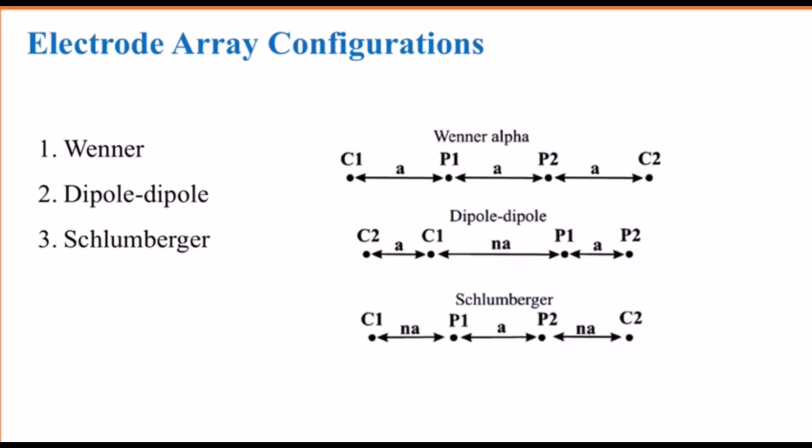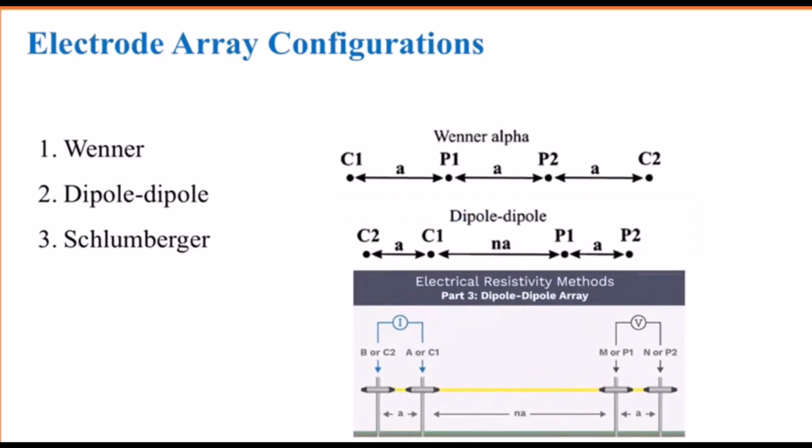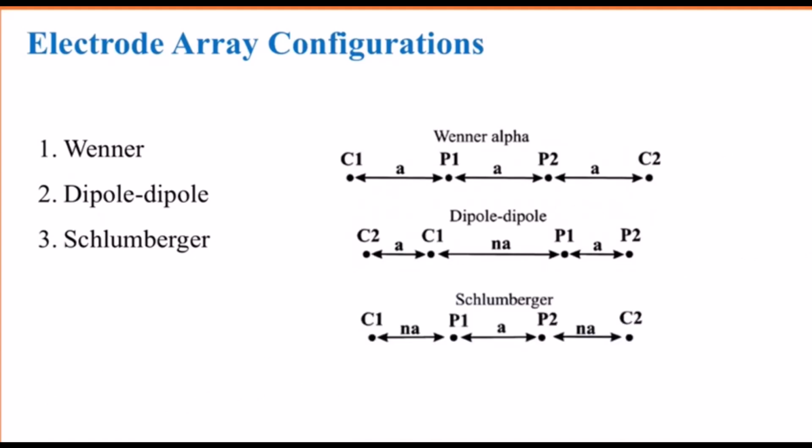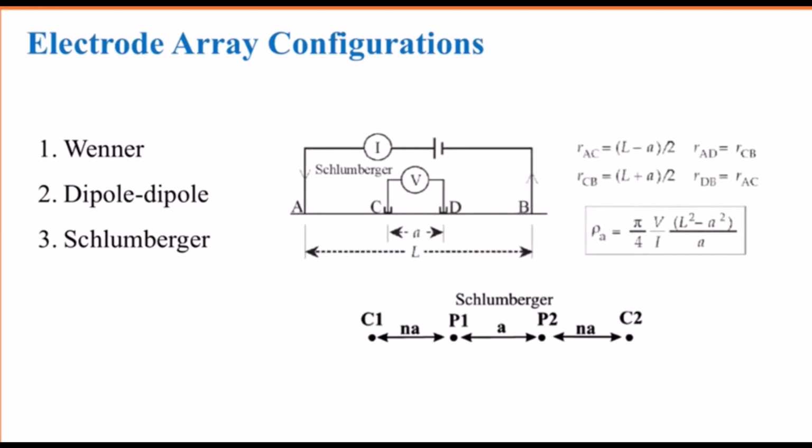In dipole array configuration, two current electrodes are placed one after another and potential electrodes are also placed one after another, and the distance between the two current electrodes and potential electrodes is the same. Lastly, in the Schlumberger array configuration, two current electrodes are placed at extreme points and potential electrodes are placed between them, and in this case the spacing between the electrodes is not the same.